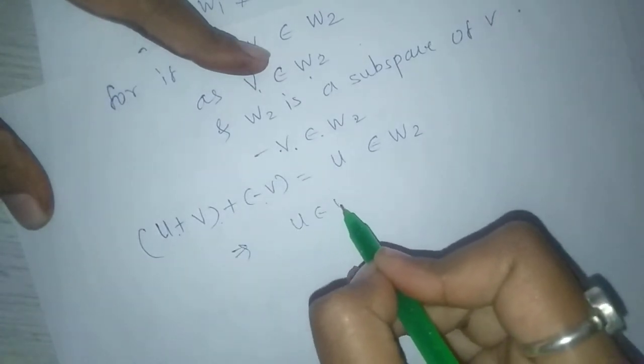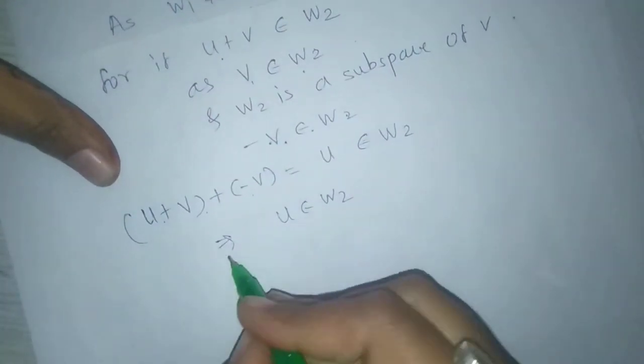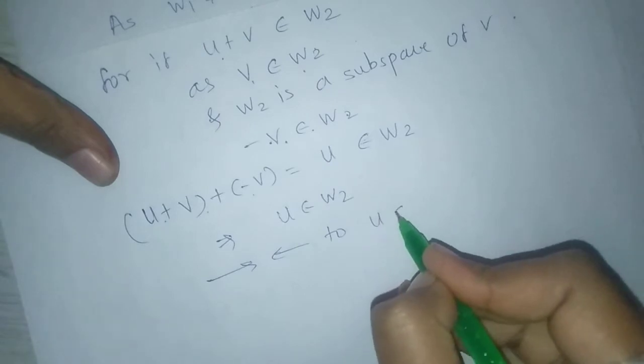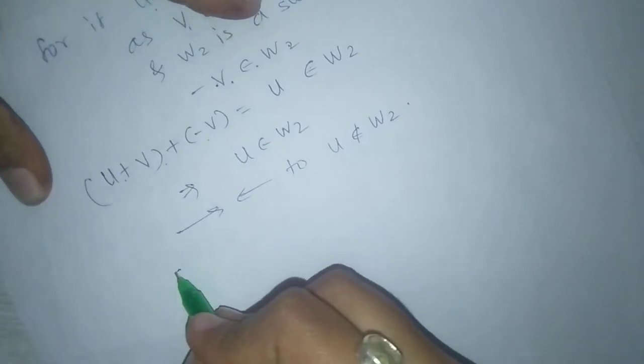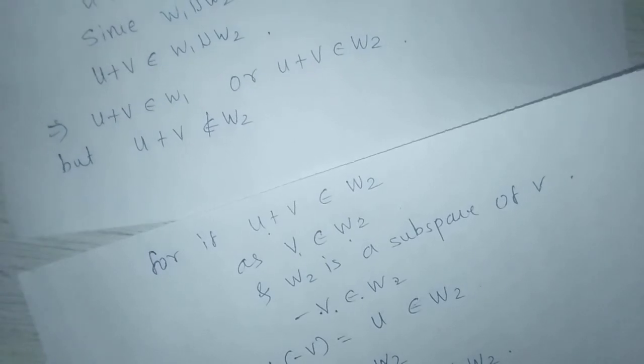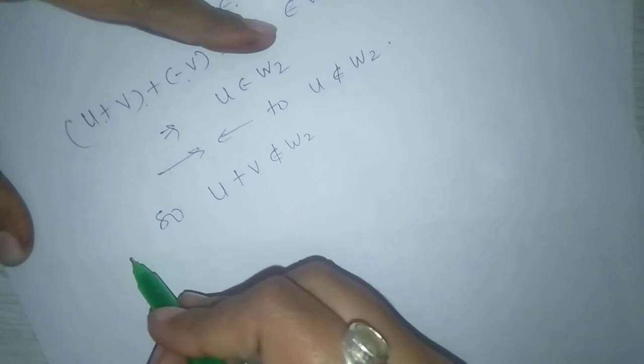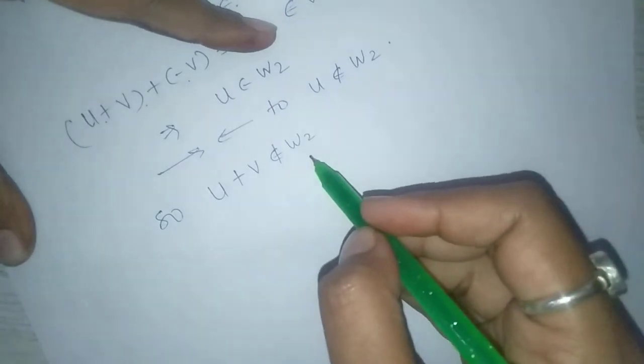Here we get U belongs to W2, but we took U does not belong to W2, which is a contradiction. So U plus V does not belong to W2. Therefore, U plus V belongs to W1.